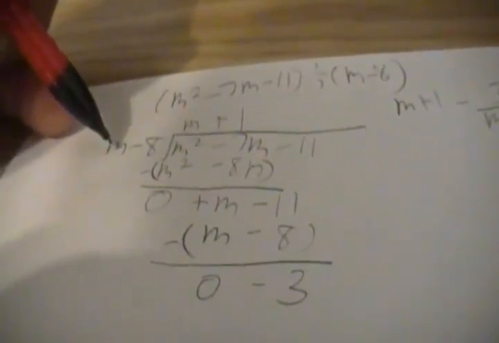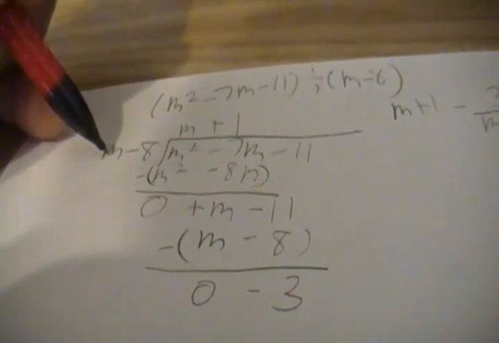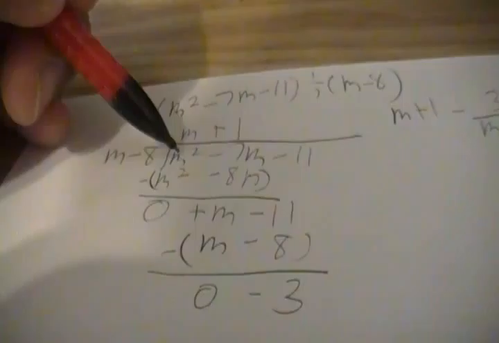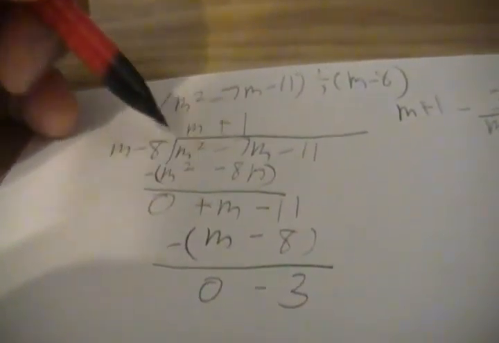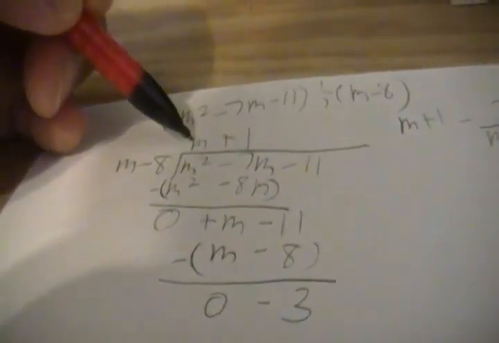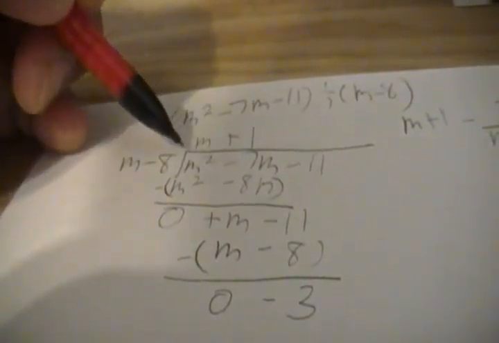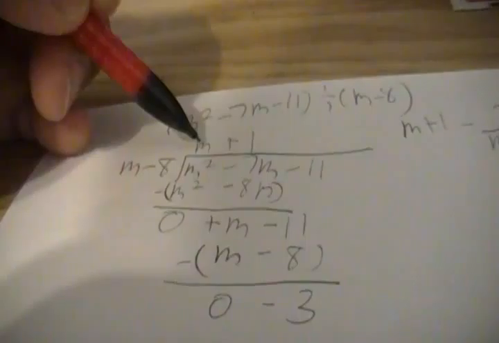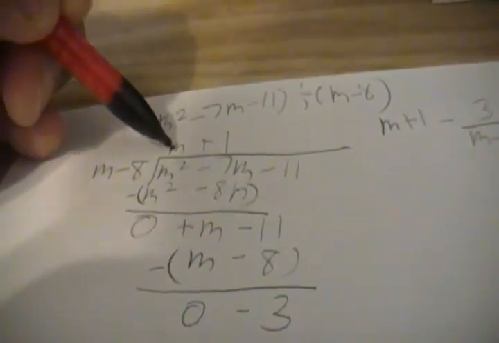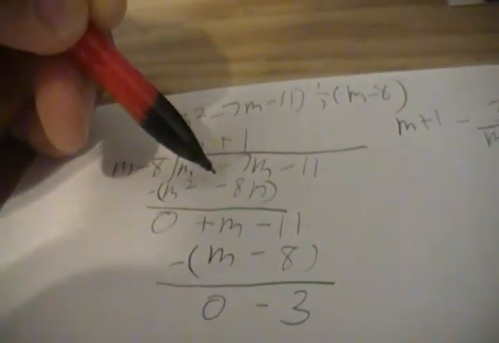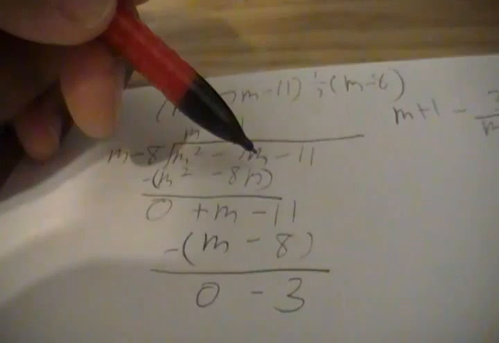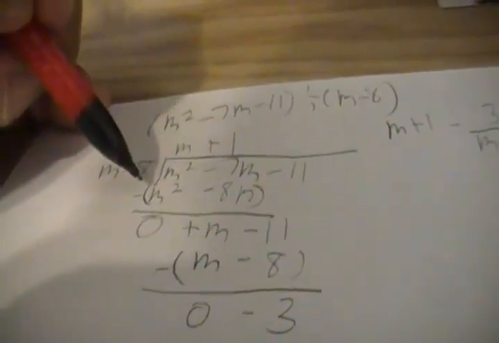So you take the first term of the divisor, m, and you ask yourself, what do I need to multiply m by to get m squared? Well, we have to multiply m by m, right? So m times m is m squared, and then m times negative 8 gives negative 8m. Okay?